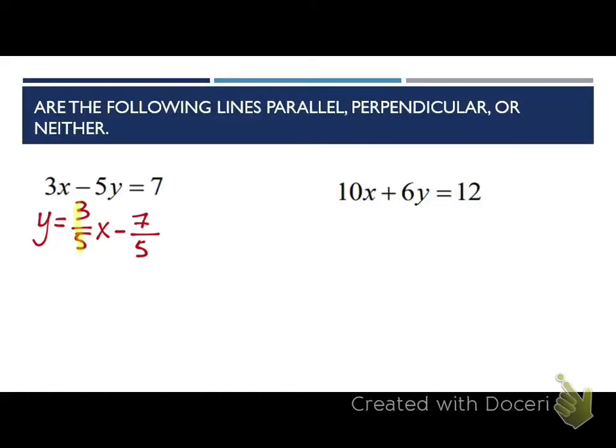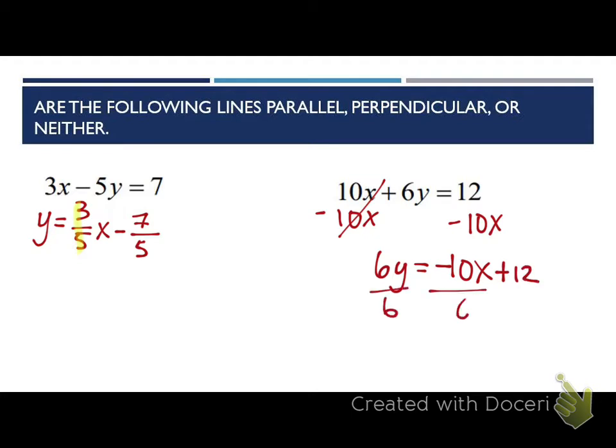For the second, you subtract 10x. Can you subtract 10x from 12? No, so you write them next to each other. You divide by 6. And then you want to make sure you reduce. What is negative 10 over 6 reduced to? Negative 5/3. Negative 5/3 x, and then 12 over 6 reduces to 2.